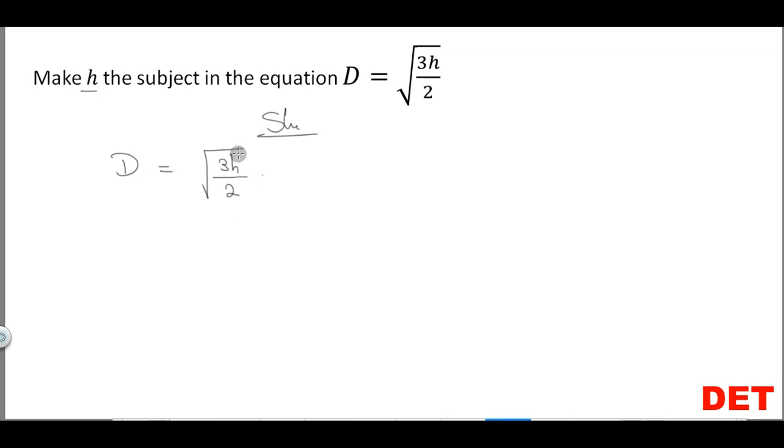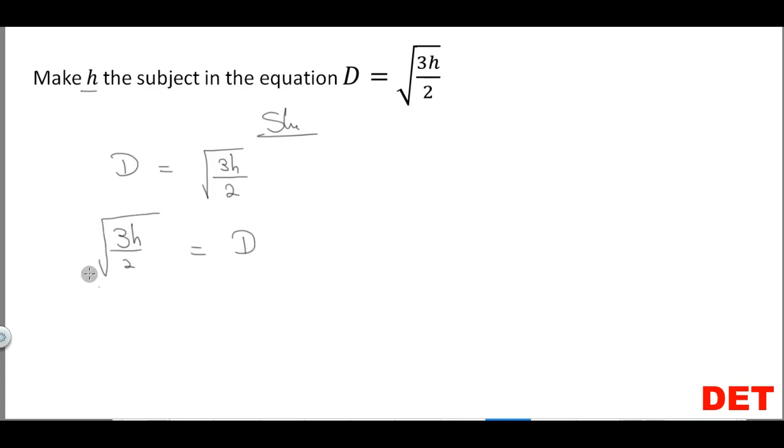So since h is on this side of the equation, I'm asked to make h the subject of the formula. Since h is on this side of the equation, what I will do is to write this side of the equation first. So this will be the square root of 3h over 2 equal to d. This expression and this expression are the same. Alright? So the next thing I'm going to do is to remove this square root sign. So what do I do to remove this square root sign? To remove this square root sign, I will have to square both sides of the equation.